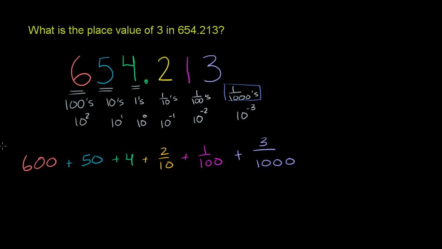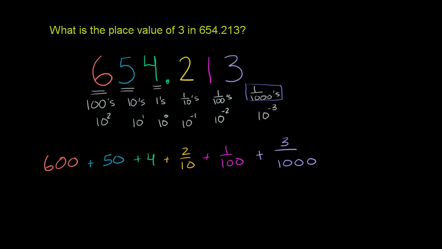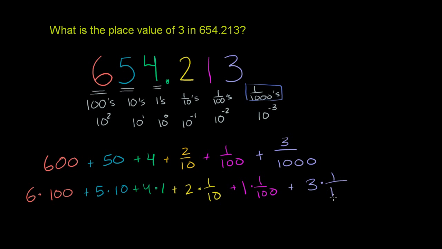Or we could write this, just to really make sure we understand what we're talking about when we mean place value. We can rewrite this number as 6 times 100 plus 5 times 10 plus 4 times 1, plus 2 times 1 tenth, plus 1 times 1 over 100. And then finally, plus 3 times 1 over 1,000.